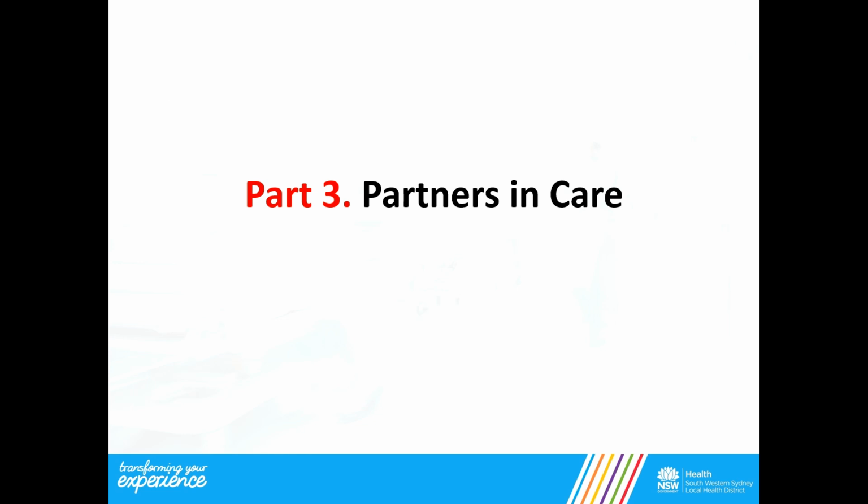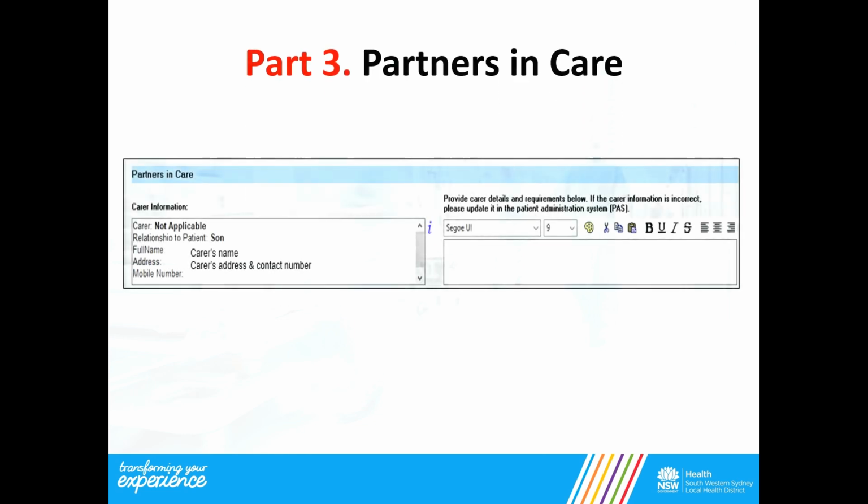Part 3, Partners in Care. So a patient's status as a carer, or if they require a carer, can be automatically extracted from the PAS. The care information section on the left is not editable. If the care information from the PAS is incorrect, it can be updated. You just need to talk to our ward clerk to attend that.